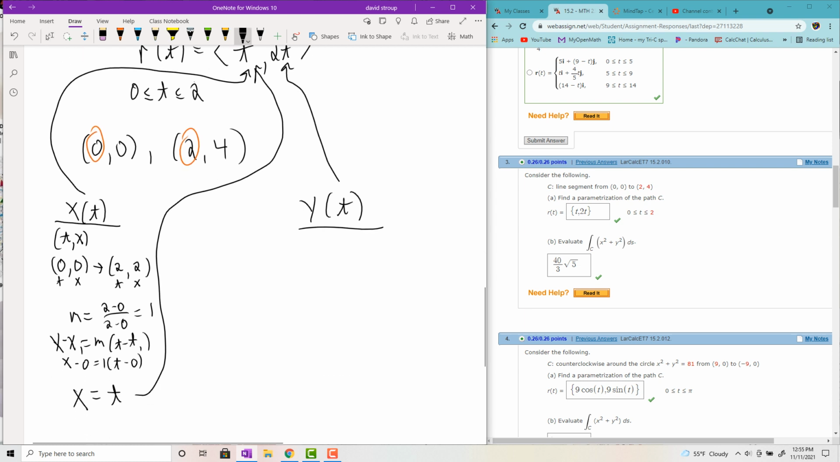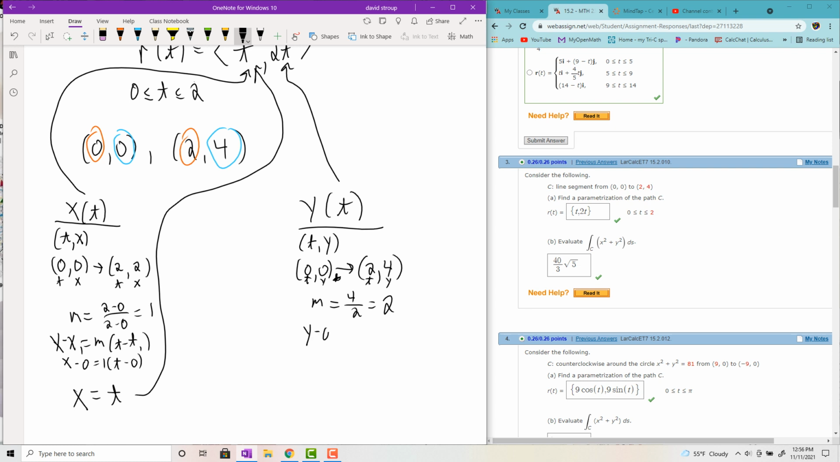Okay, so the same thing with y of t. Your ordered pairs are now t comma y's. The y value you want to go from 0 to 4, right? So you go 0 for t, 0 for y, and you want to make that go to 2 for t, and then 4 for y. Okay, so again, this is t, this is y, this is t, this is y. So your slope would be 4 all over 2, which is 2, and then use your point slope form.